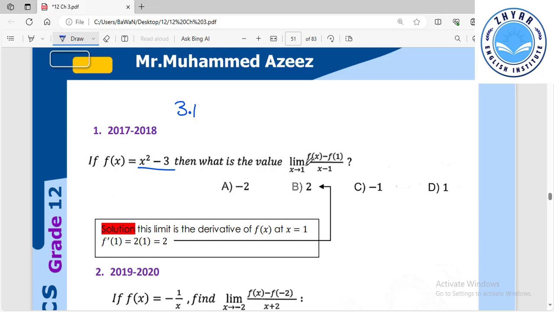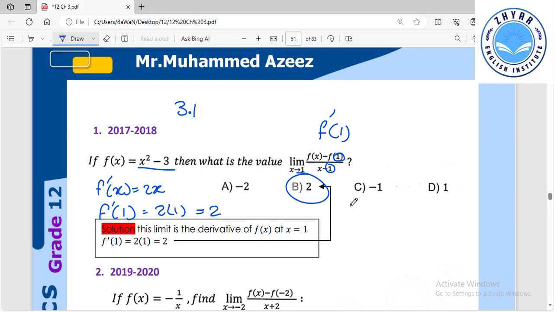Look at this limit, this is the slope. Limit x tends to 1, f(x) minus f(1) over x minus 1. This is just f prime of 1. I don't need to do the limit itself, I just have to find the derivative here. So f prime of x is equal to 2x, and input 1. Why 1? Because there is 1 and there is 1, so I have to input 1 in place of x. So f prime of 1 is equal to 2 times 1, which is equal to 2, then the answer is B.